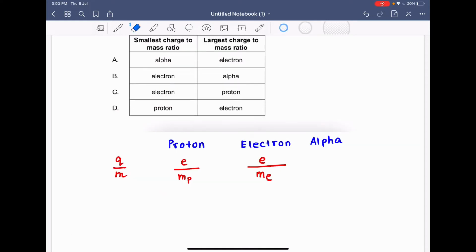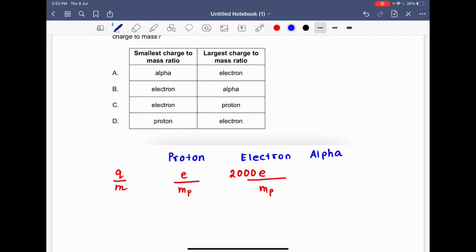Over here you need to keep in mind that the mass of the electron is actually 2000 times less than the mass of the proton. That means the mass of the proton divided by 2000 gives the mass of the electron. So in place of m e, I am substituting this: mass of the proton divided by 2000. Now the 2000 will go up, basic arithmetic. So this will be 2000 times E by mass of proton. We got the charge per unit mass of the electron.